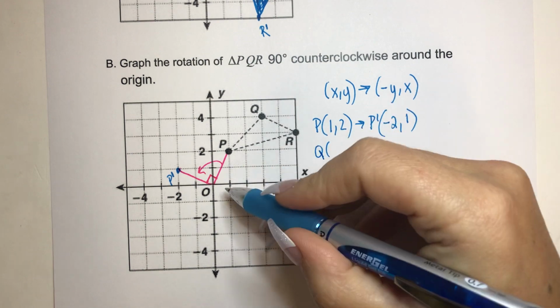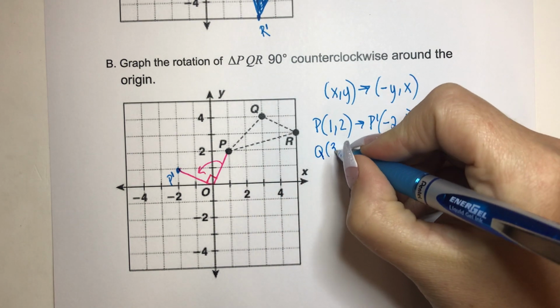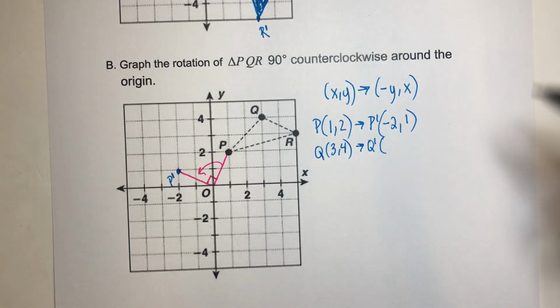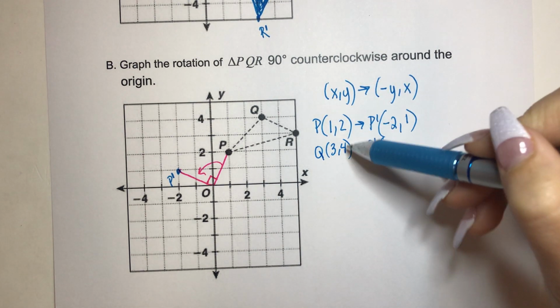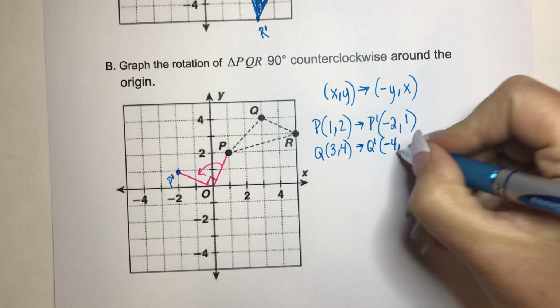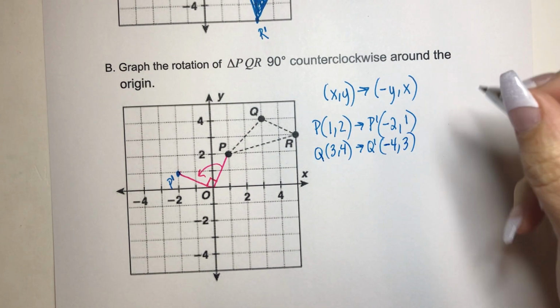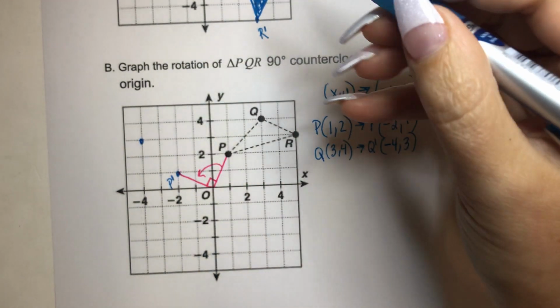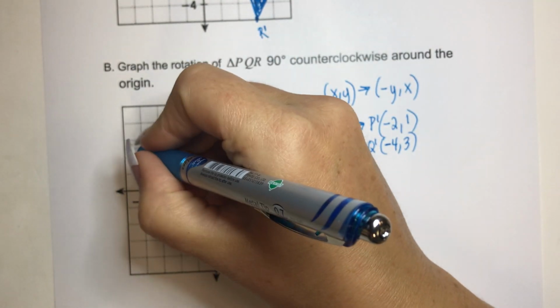Q is, what is Q? 3, 4. Okay, and that goes to Q prime. And then the Y becomes negative, so it's going to be -4, 3. Okay, so -4, 3 would be right there. And that's going to be Q prime.